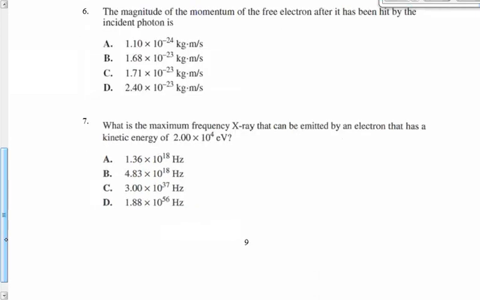Number 7 says, what's the maximum frequency of an X-ray that can be emitted by an electron that has a kinetic energy of 2 times 10 to the 4 electron volts? Hey, look, we haven't talked about electrons causing X-rays, so how are we supposed to do this question? Hey, in the end, where does the X-ray get its energy from?